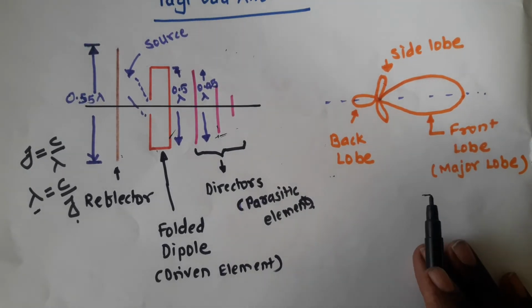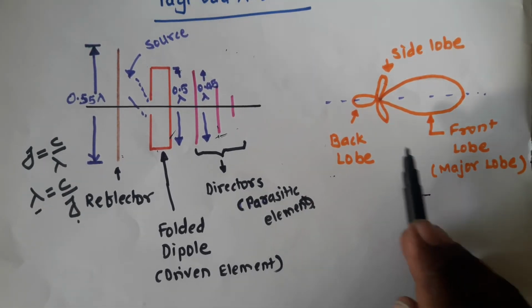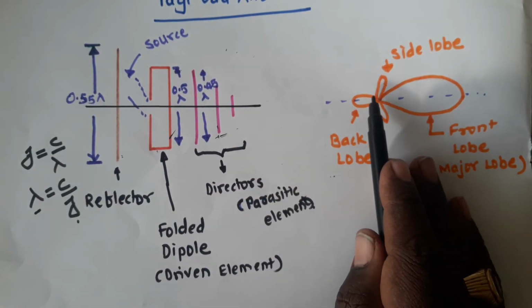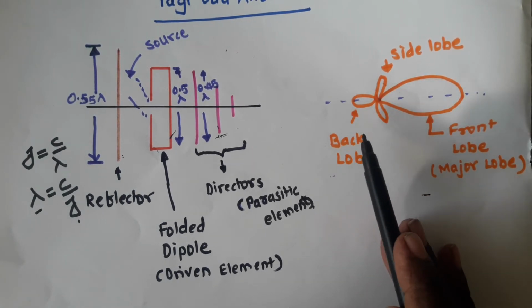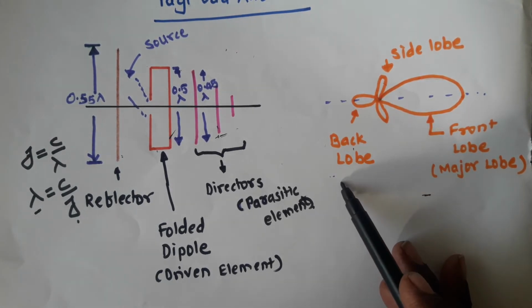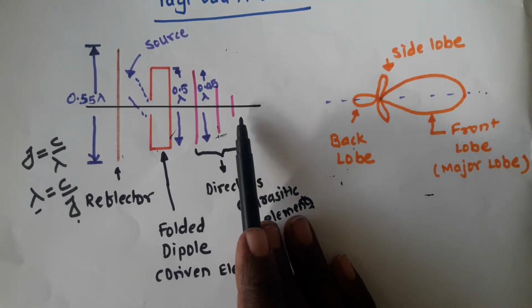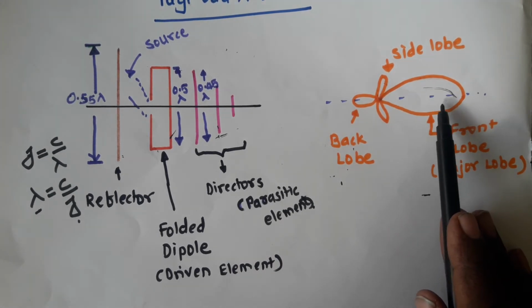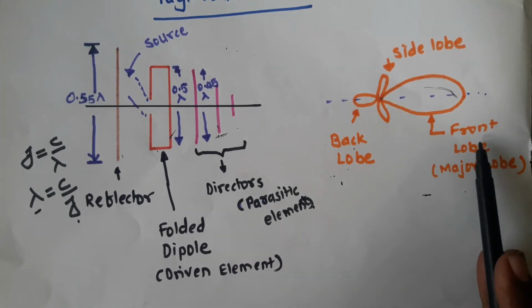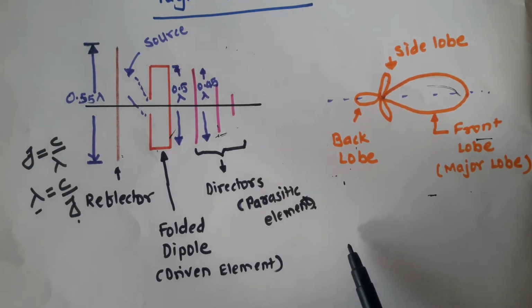Now let us have a look at the radiation pattern of the Yagi Uda antenna. Because of the reflector, the back lobe gets reduced, right? So there is minimum radiation in the backward direction. The back lobe is nothing but the minor lobe here. Now because of the use of directors, the directivity gets increased and a narrow beam will be formed. So this is the major lobe, which is the front lobe, transmitted in the forward direction.